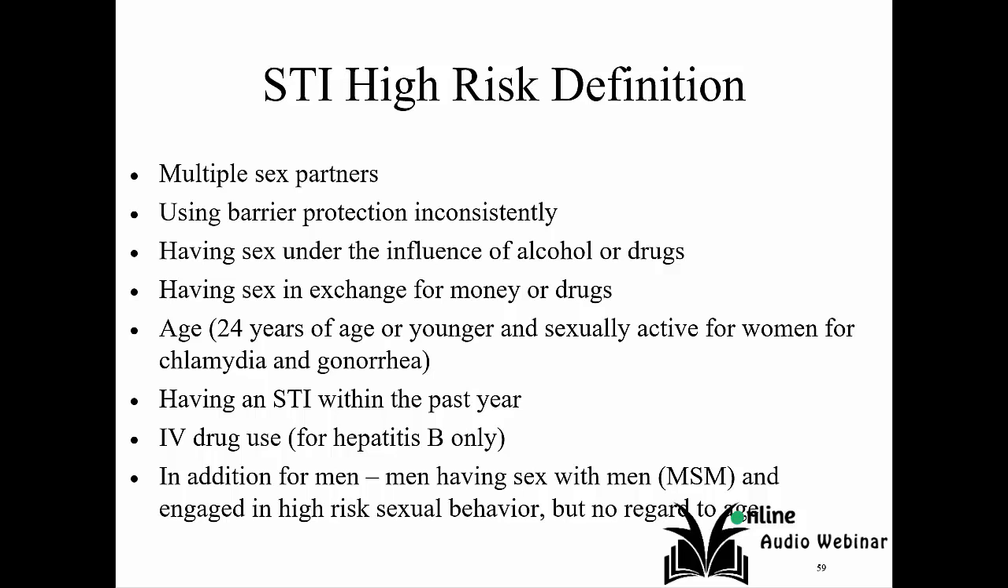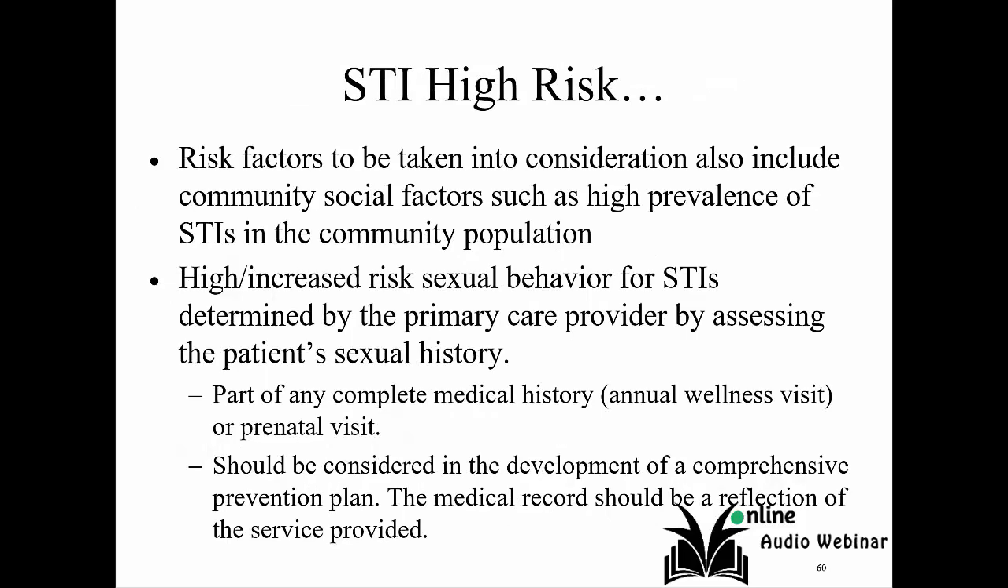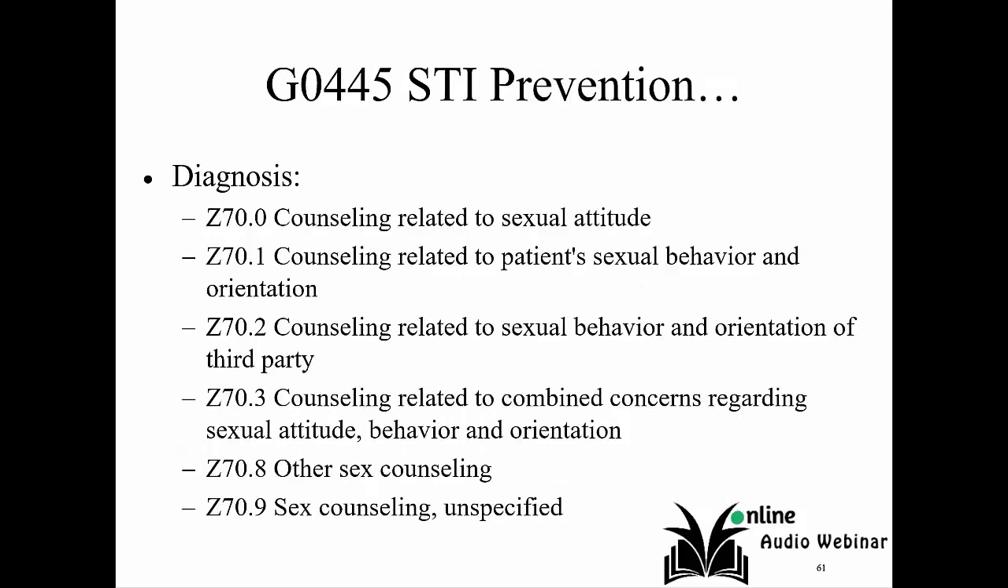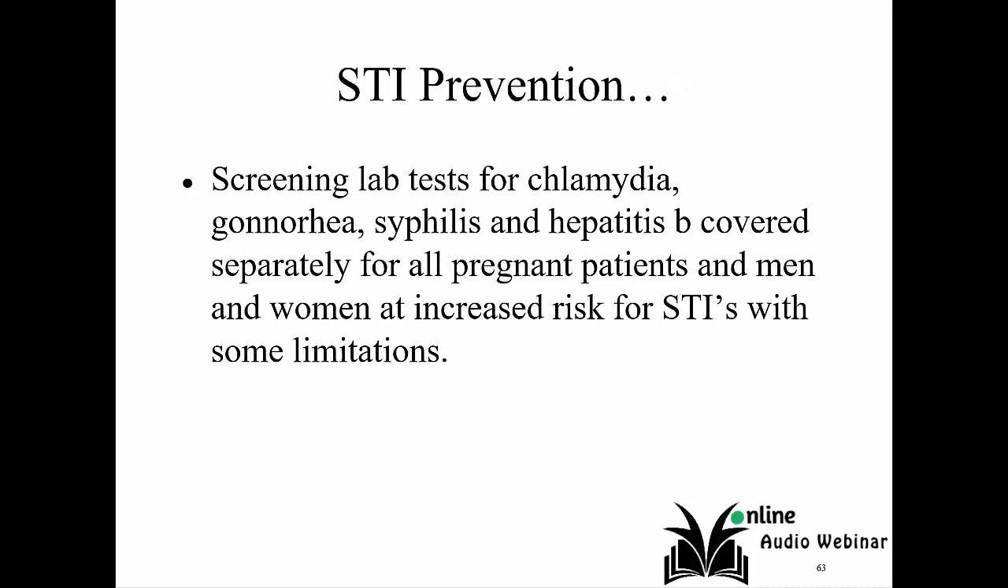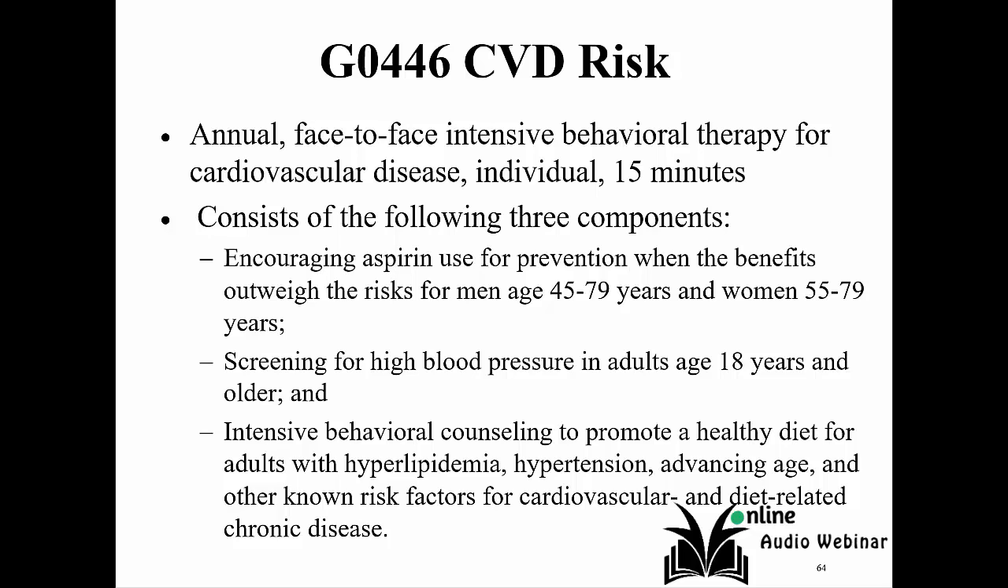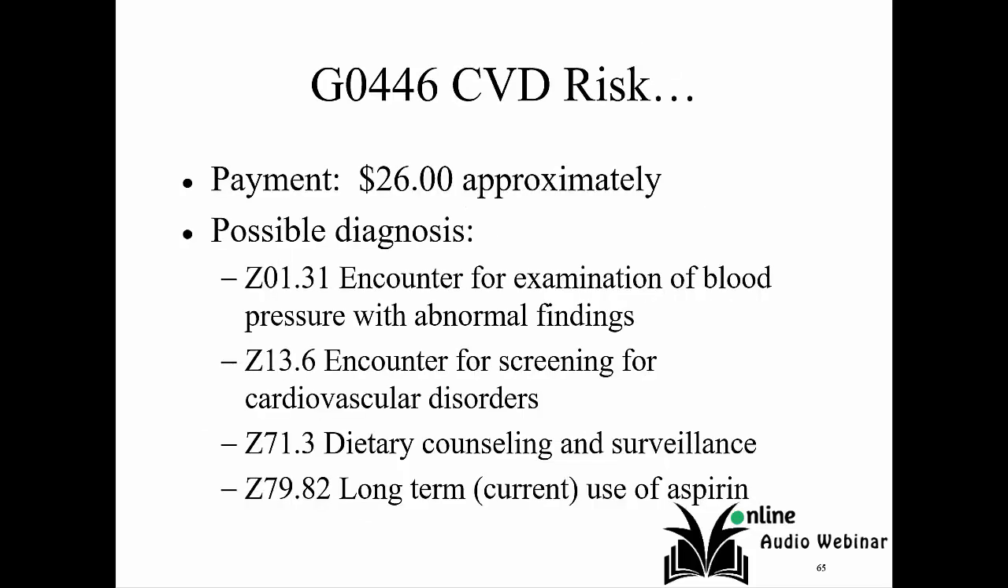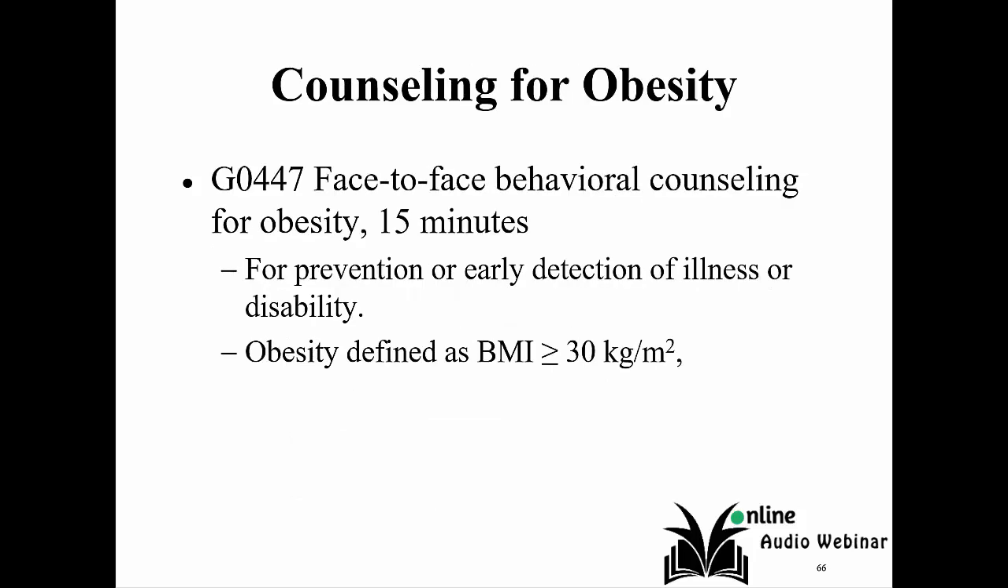What are high risk factors, which can be taken into consideration? The diagnosis codes fall into the Z category. Here's Z72.51, which is your high risk. Preventive screening labs. G0446 is your cardiovascular disease risk. It's G0446, cardiovascular risk, counseling for obesity.